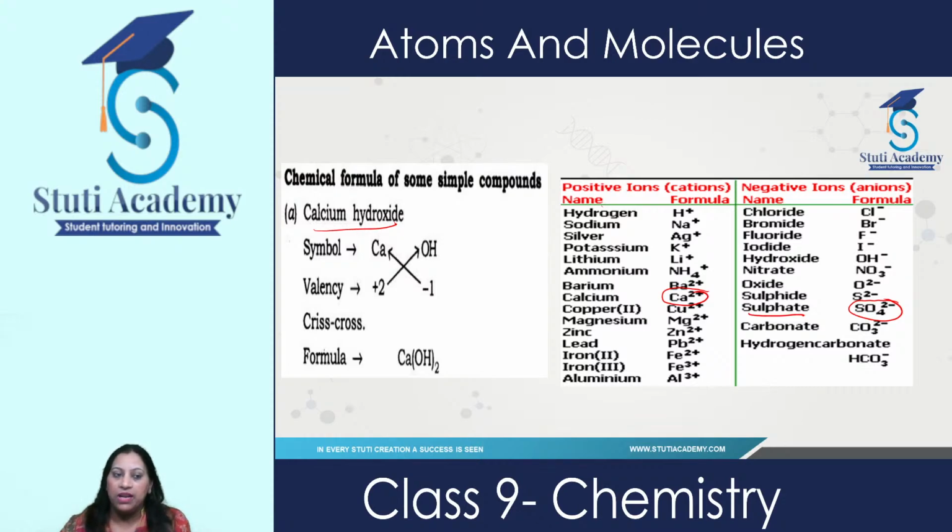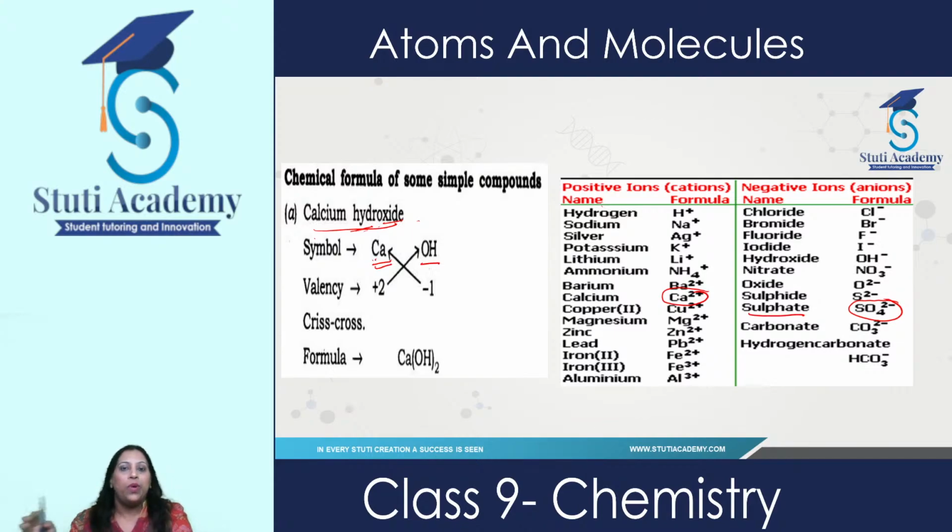First write down the symbol of calcium hydroxide. First write down the symbol of the elements present in that compound. Calcium is represented by Ca, and hydroxide: hydro, H, oxide, O. It means OH is present. So first I have written their symbols, Ca and OH.